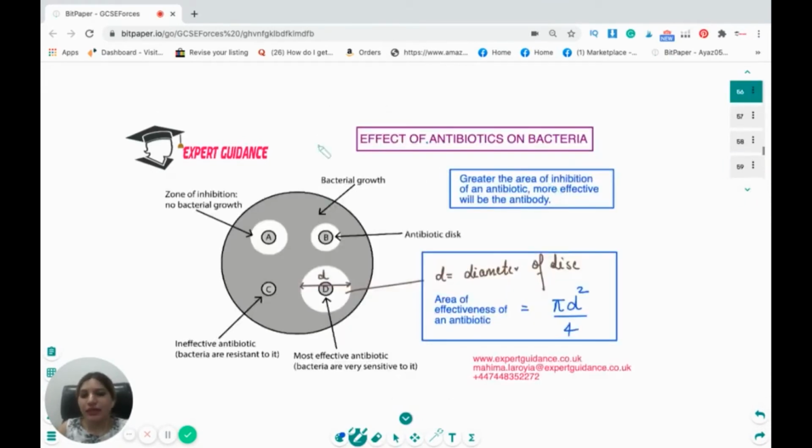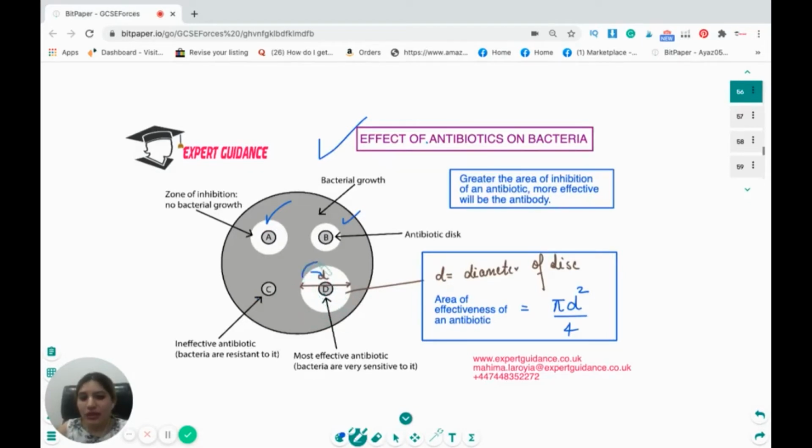Now, this is a question where they can give you that we have used 3 antibiotics. You can see A, B, C, and D, and which is more effective? Now, you can see that D has the highest clear zone where no bacteria is living. So it means D is the most effective antibiotic.